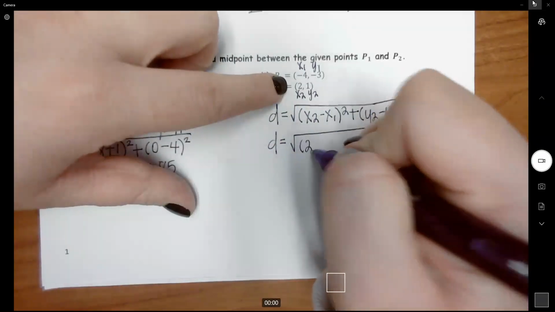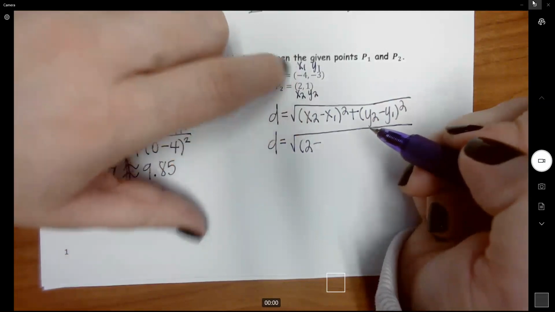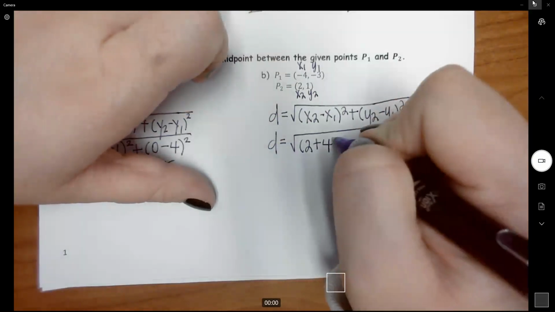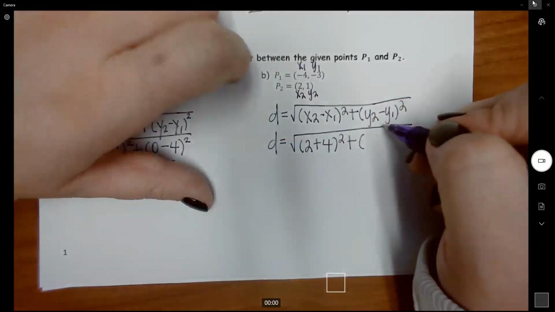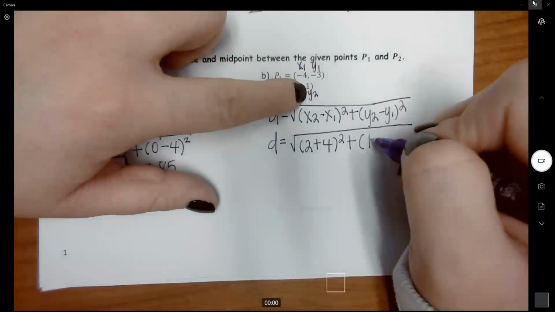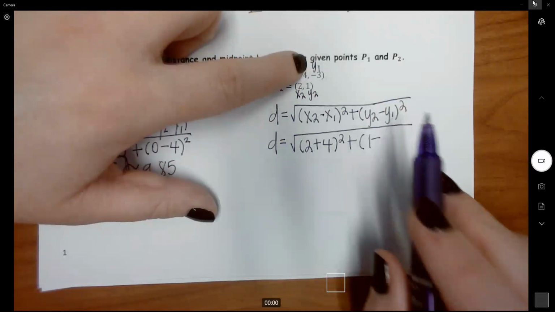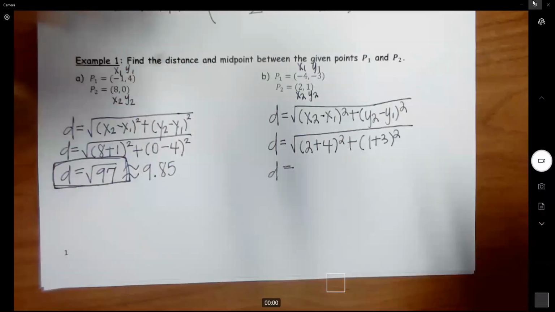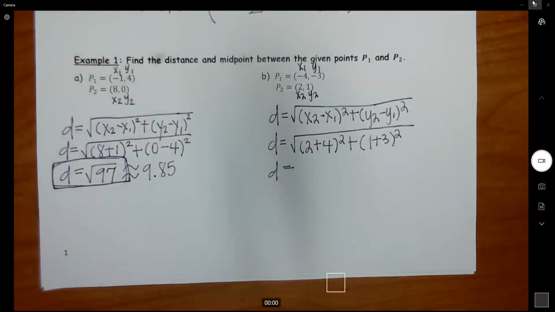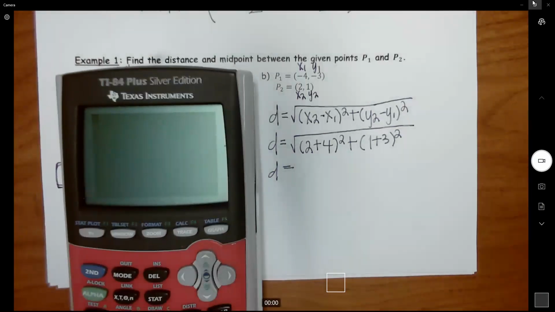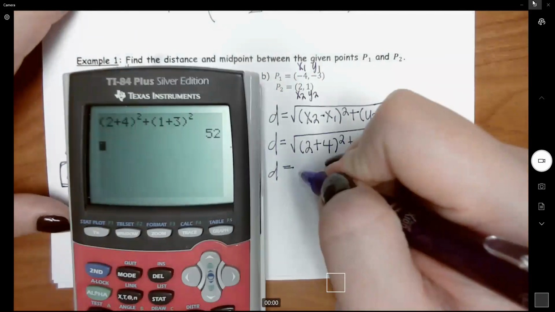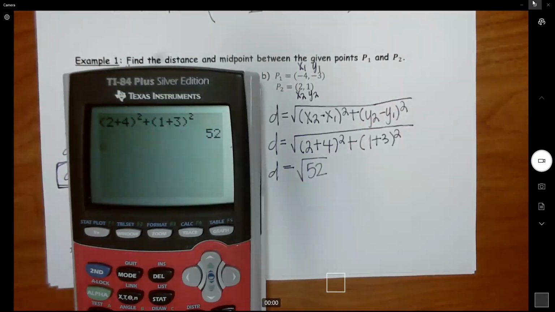x2 is 2 minus from my formula. x1 is -4. So minus this -4 is +4 squared plus y2 is 1 minus from my formula, and then y1 is -3. So that's +3. So let's put this in our calculator again. 2 plus 4 quantity squared plus 1 plus 3 quantity squared. Here we get the square root of 52.